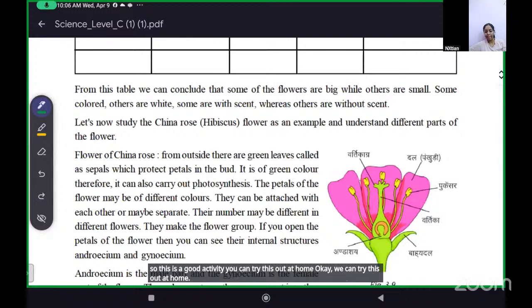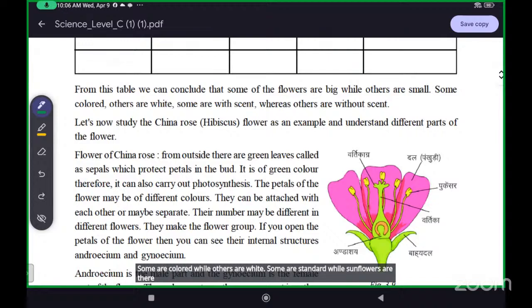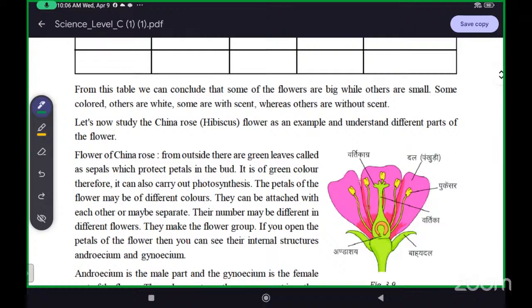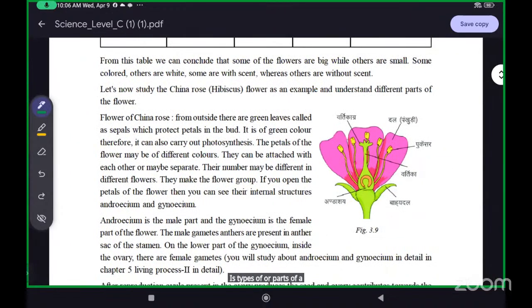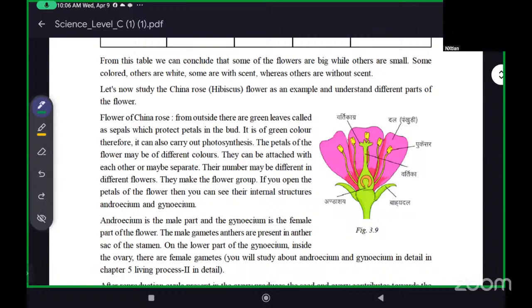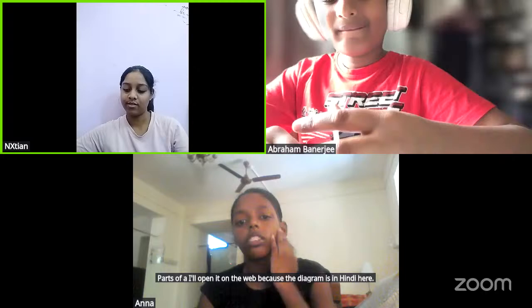Now, from this table, we can conclude that some of the flowers are big while others are small. Some are colored while others are white. Some are scented while some flowers have no scent. Now the very important concept from this chapter is parts of a flower. I'll open it on the web because the diagram is in Hindi here.